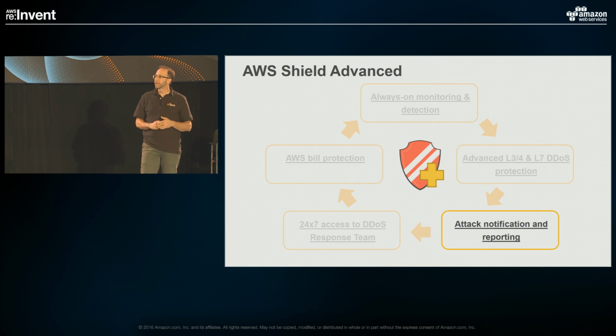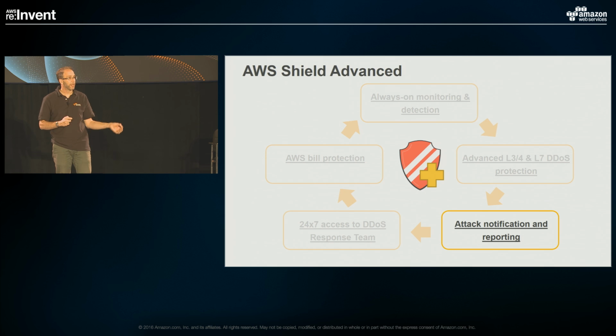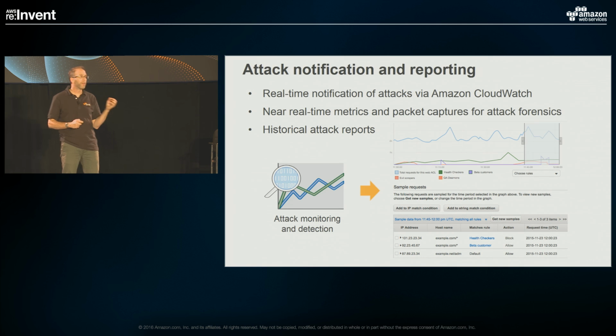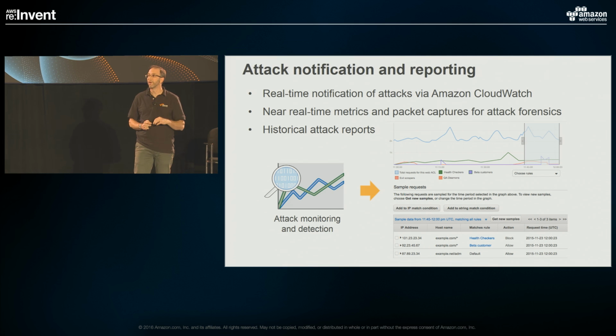The next major feature is attack notification and reporting. And I think this is an important distinction between AWS Shield Advanced and Standard. With attack notification and reporting, you actually get visibility into when attacks occur and what those attacks look like. What are the vectors? How big are they? Historically, how often have they occurred? And this happens via CloudWatch. So you can also set alerts and alarms and be notified when an attack is ongoing.